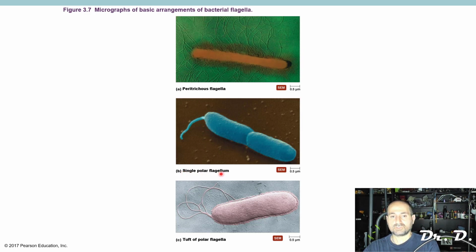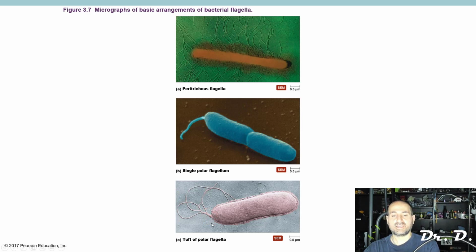Whereas monotrichous, or polar flagellum, are bacterium with one flagella. Or you can have lophotrichous. Lophotrichous means a tuft. So you've got several flagella in one spot.